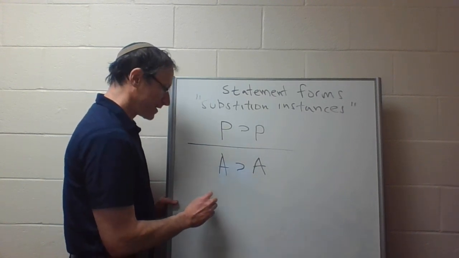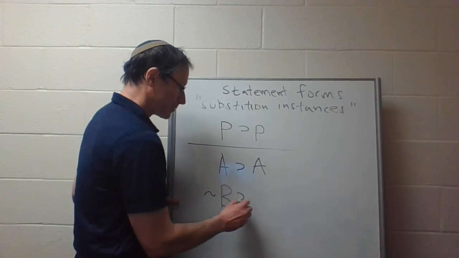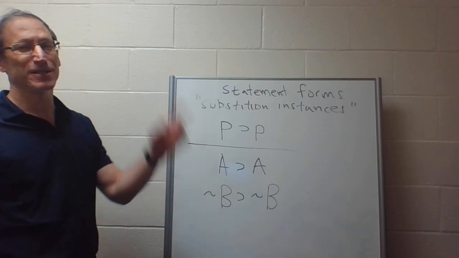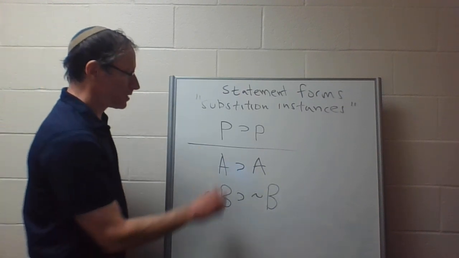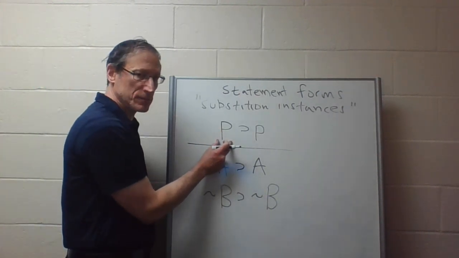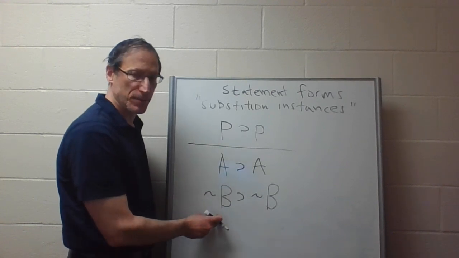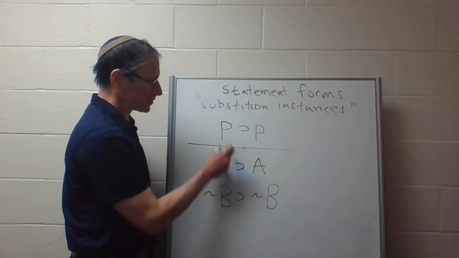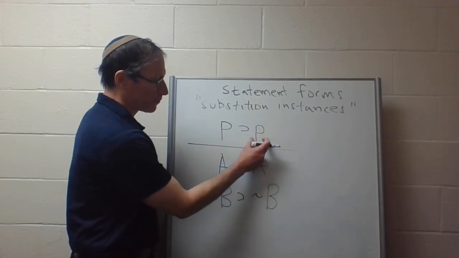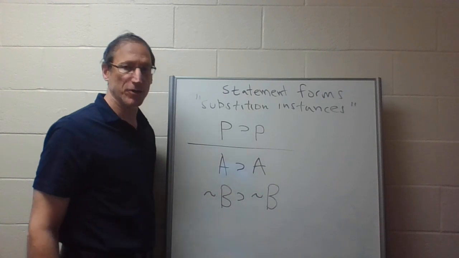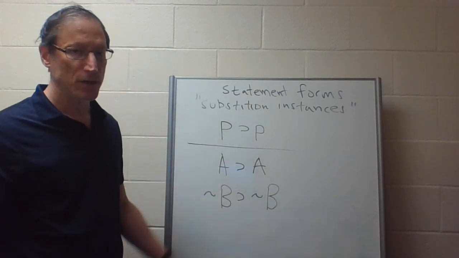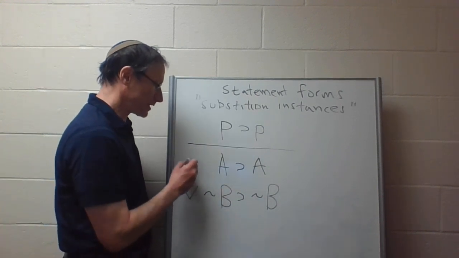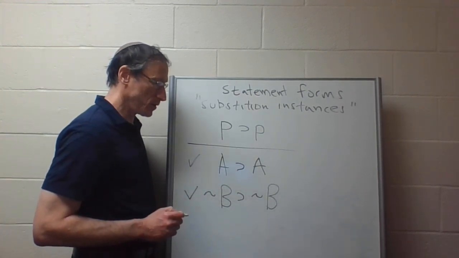What if I have not B horseshoe not B? Would that be a good substitution instance? The answer is yes, because P can stand for anything. The fact that this has a tilde is not a problem. P is being substituted by not B, and as long as I have the same thing for P whenever it recurs in this statement form, not B horseshoe not B is a good substitution instance of P horseshoe P.